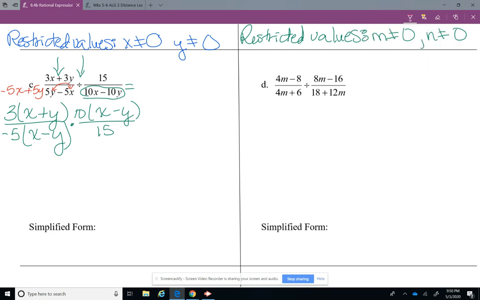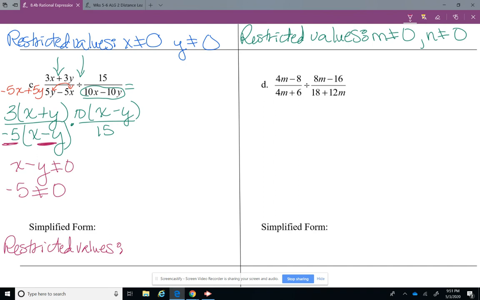We're going to do that in a minute, but we're going to go ahead and see what the x and y cannot be. We're going to find our restricted values first. So you're going to set this right here not equal to 0. Okay, x minus y is not equal to 0. And then you really are supposed to set negative 5 is not equal to 0.